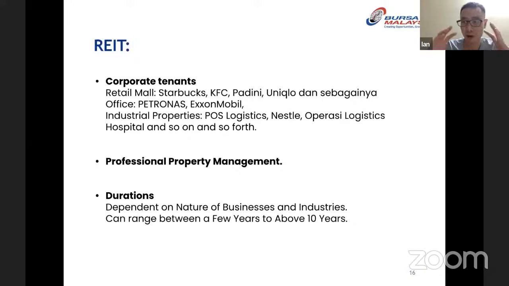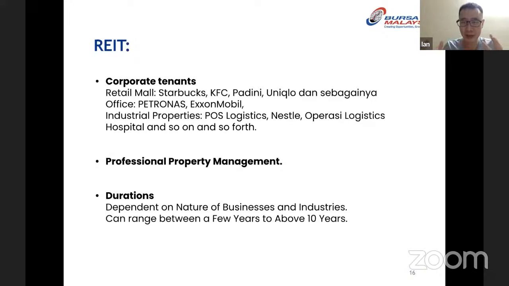You know, all the logistics operators who want to operate their logistics operation, or they want to operate a warehouse operation over there, then this could be your tenants. And of course, we have KPJ Hospitals, who is a hospital operator, being the tenant of Al-'Aqar REIT for all the KPJ hospitals that they own.